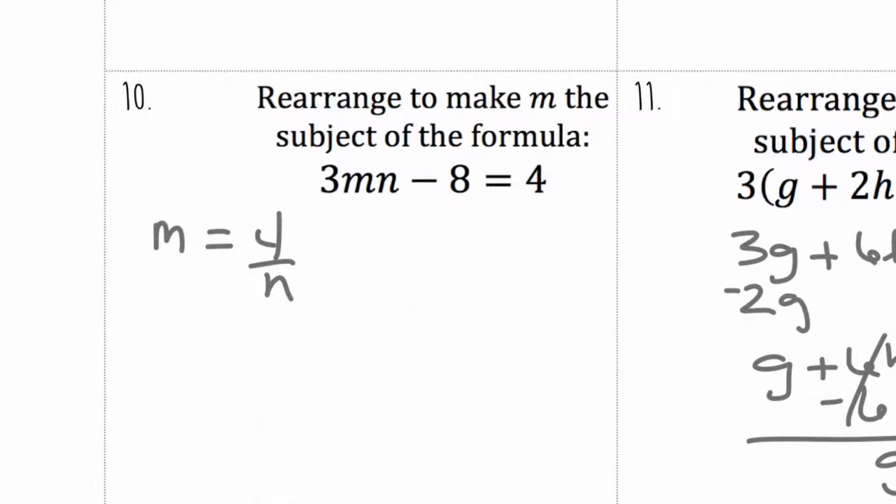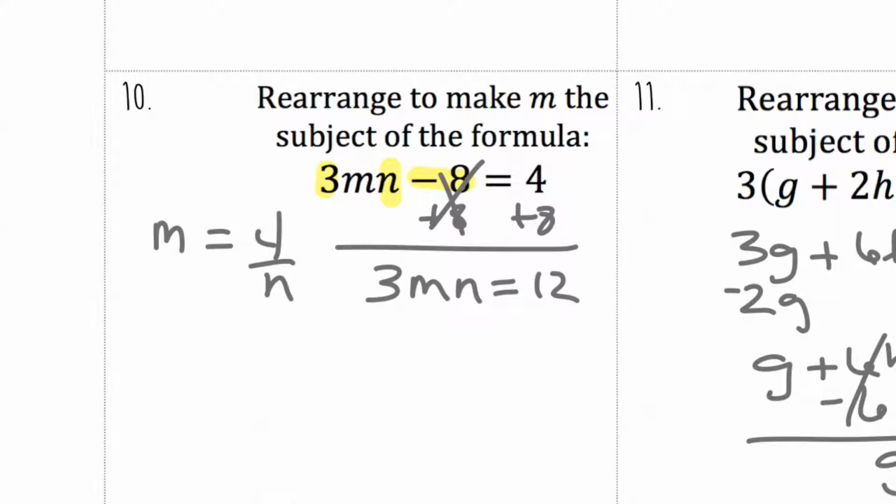So again, I want to get m by itself, and there's a couple things happening to m. It's being multiplied by 3 and n, but we're also subtracting 8. So I want to get rid of the subtract 8 first by doing the opposite. So I'm adding 8 to both sides, and I know how to do math, so I know that this is actually 12. Okay, and now I can rearrange these letters, so I know that it's 3n times m, so I can kind of see more clearly what's happening.